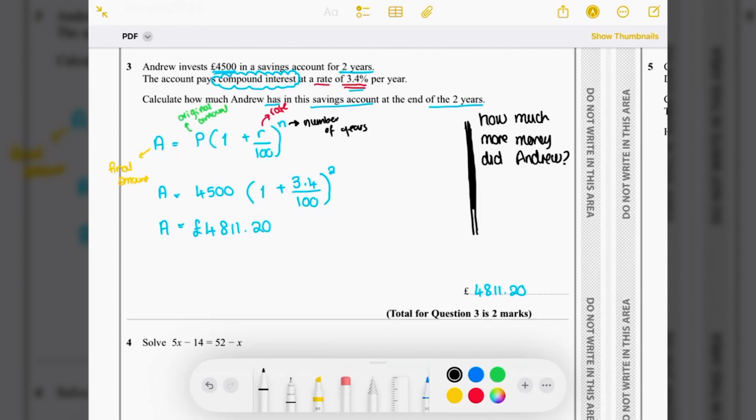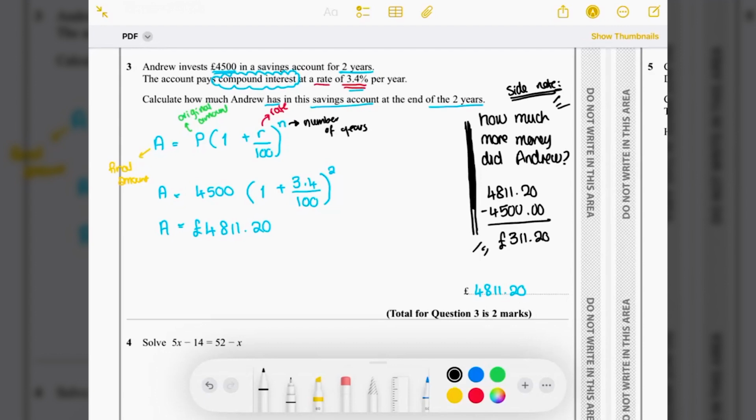So to find the answer to this, we're going to do 4,811.20 minus 4,500. And if you put it on your calculator, he made £311.20 more. Okay, this is just a side note, so that when you're doing these questions, look at this last thing just to make sure that you are writing the final answer as they want it.